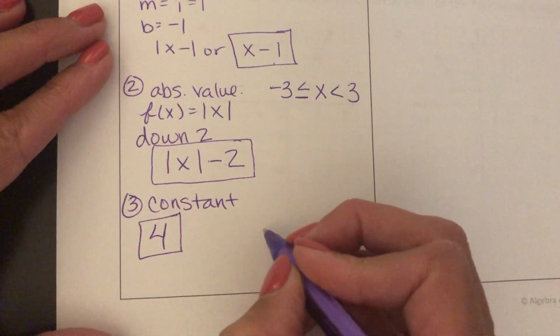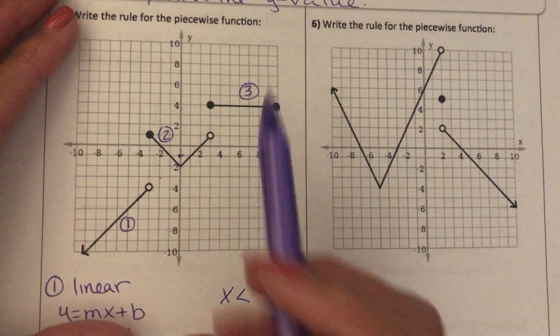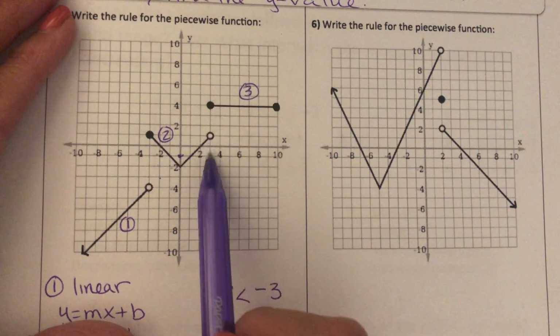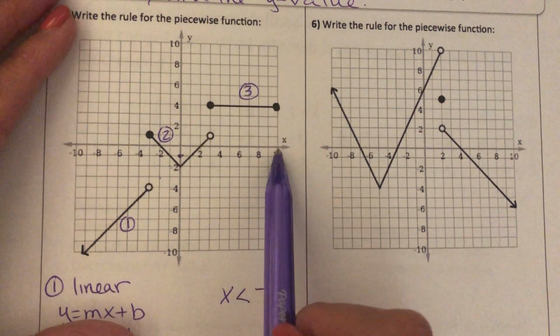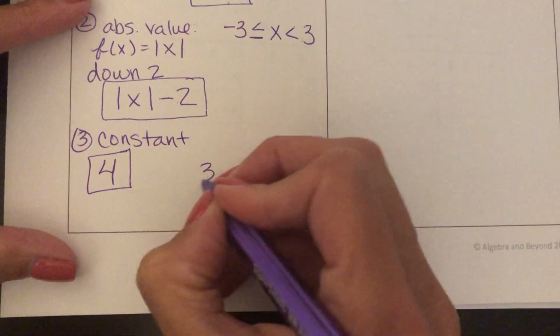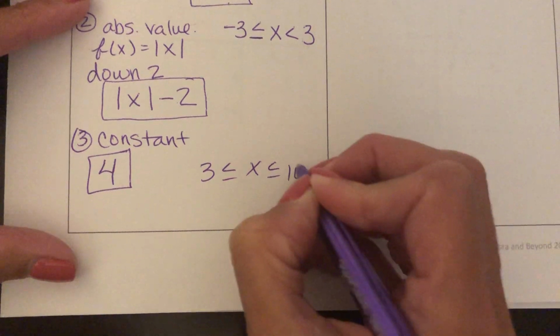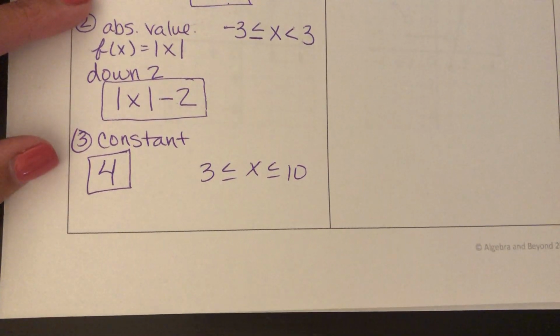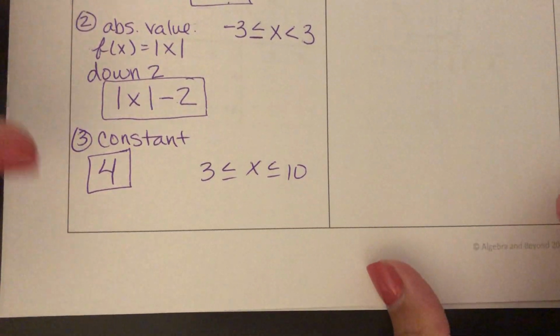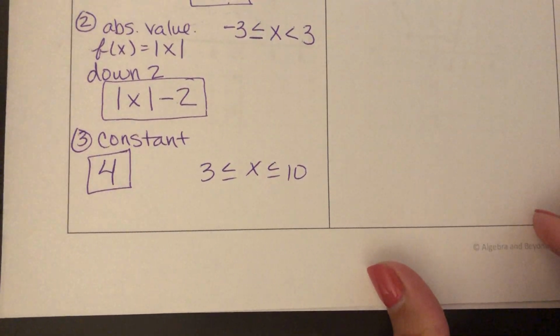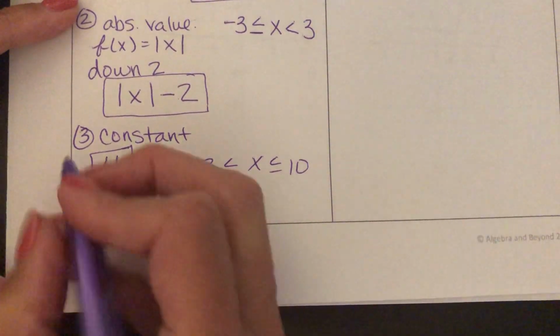And then my domain, let's go back here and find the domain, would be from 3 to 10. And they're both closed circles. So there's my third piece. So now I just need to put it all together in my function rule. So it looks like this.